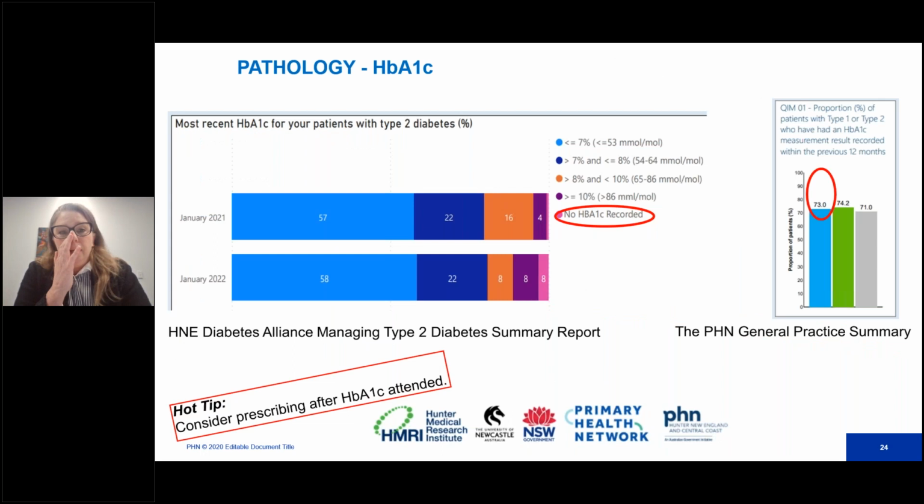So with the HbA1c, the diabetes report does break that down into cohorts of controlled and not controlled, and also not recorded. And our PHN dashboard does show that percent as well. This particular practice looks to be on par, but again, noting there's about 70% recorded and 25% not recorded. So perhaps one hot tip is maybe consider prescribing after the HbA1c is attended.